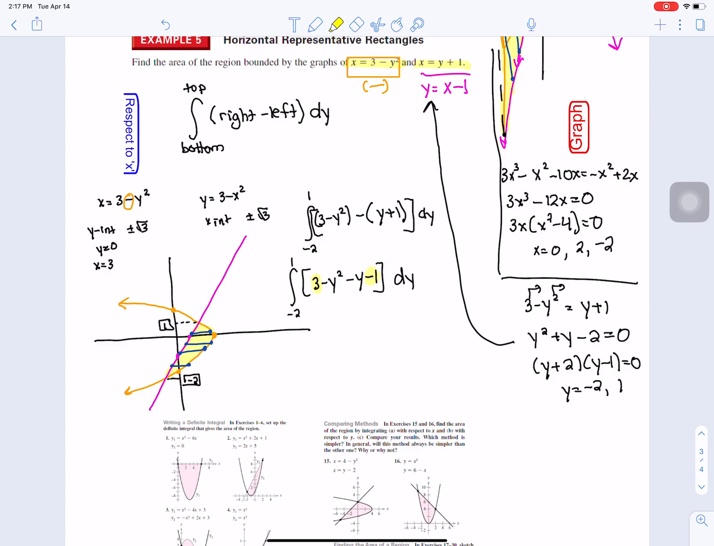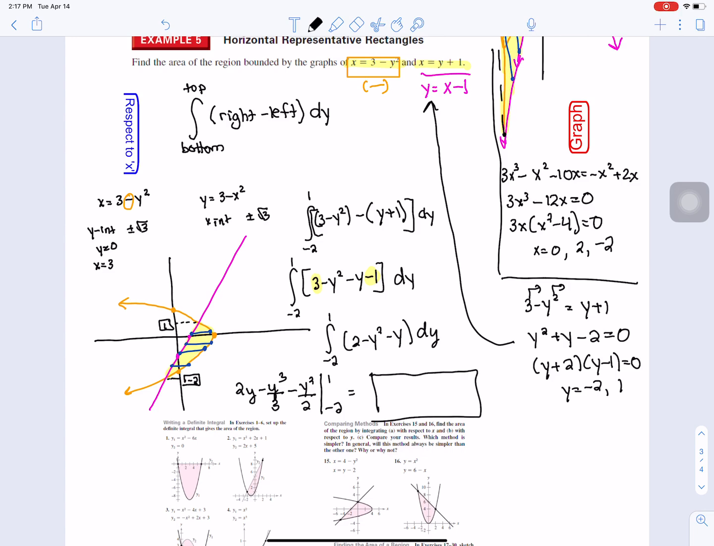Combine the 3 and the negative 1 to be 2, negative 2 to 1 of 2 minus y squared minus y dy. So the integral is 2y minus y cubed over 3 minus y squared over 2. I evaluate from minus 2 to 1. And then again, I'm just going to let you work that out. And then that would represent your final answer. When you want to double check your answer, you just throw it in your calculator and work that out.